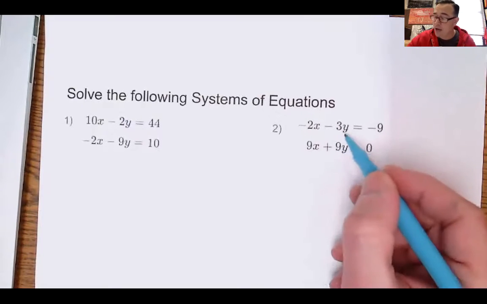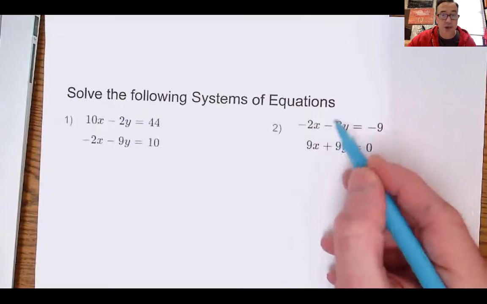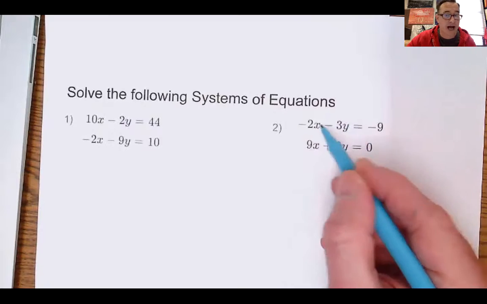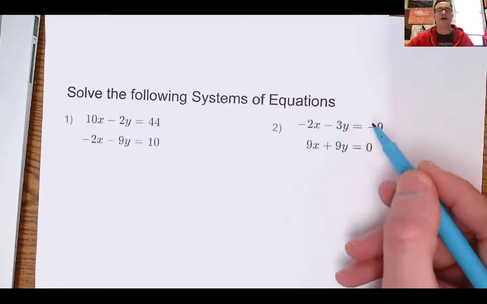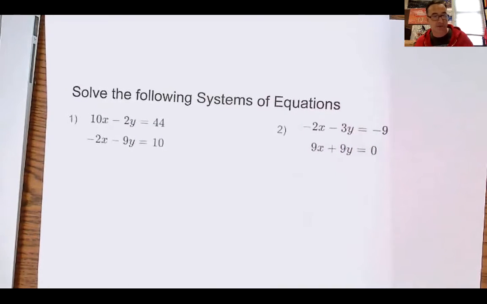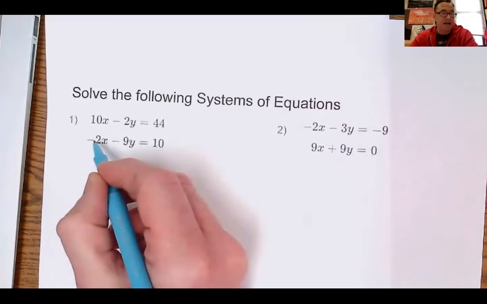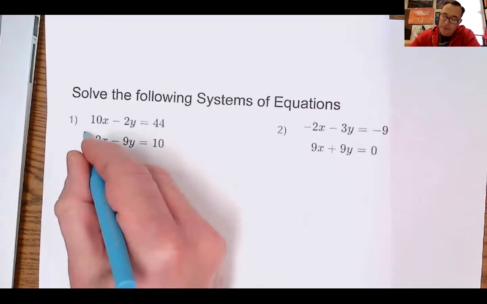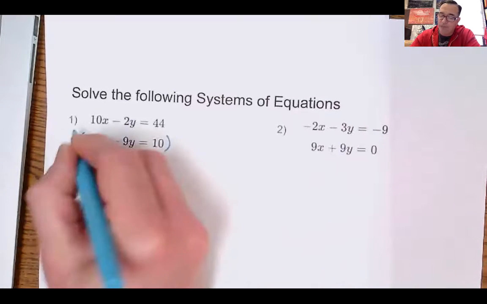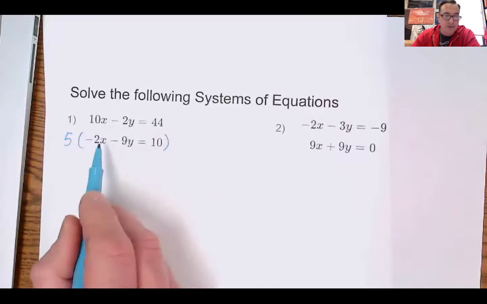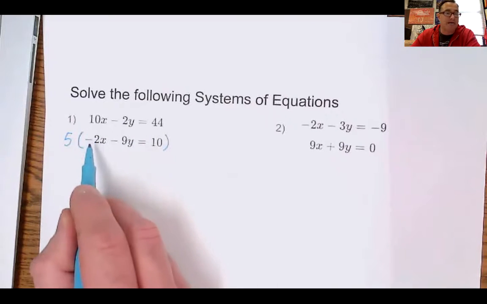So like for this one, I've got 9 and 3. Clearly the 3 I can turn into a 9. I would only have to multiply this top equation. That's sort of what you're trying to identify with this one. So since we know we can make that 2 into a 10, I'm going to multiply this bottom equation by 5 so that this becomes a -10, and now I have opposites.